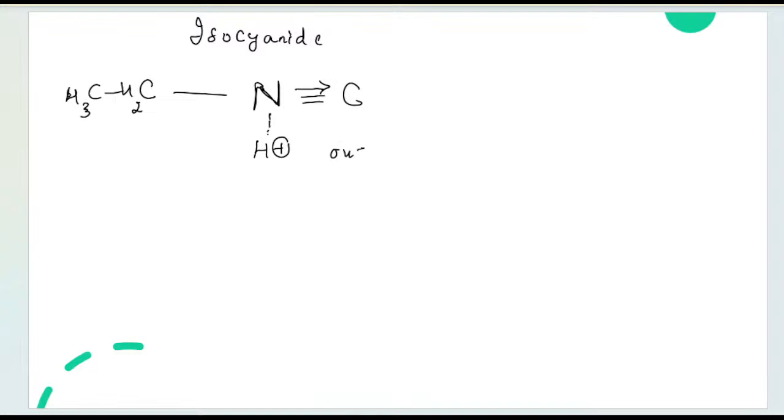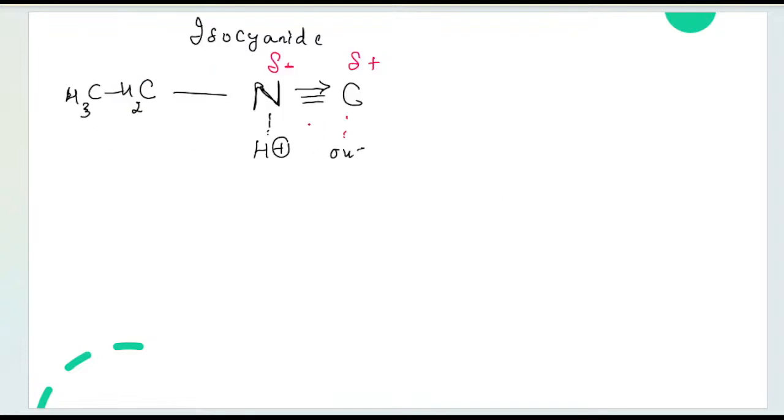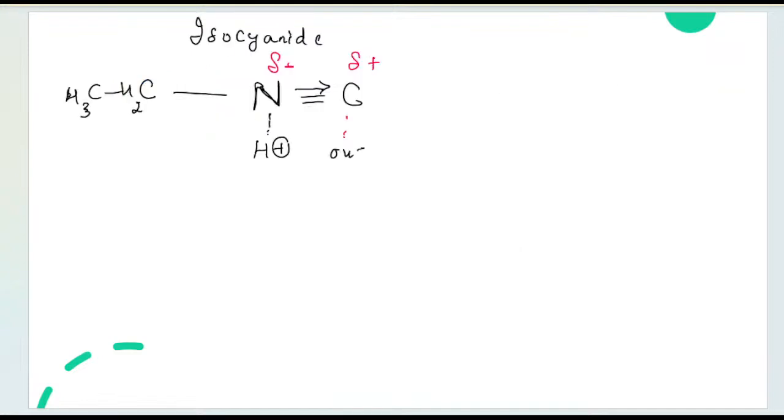I guess you already know why I'm using H positive and carbon here, just because nitrogen is more electronegative, so nitrogen has a negative charge and carbon has a positive charge. Same as the previous one, if you observe partial positive and partial negative, that's why H positive here and OH negative here. So let's go back again: in this case, H positive is connected here and an OH here.